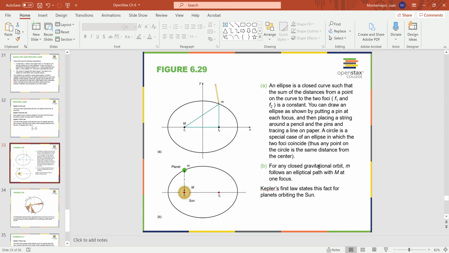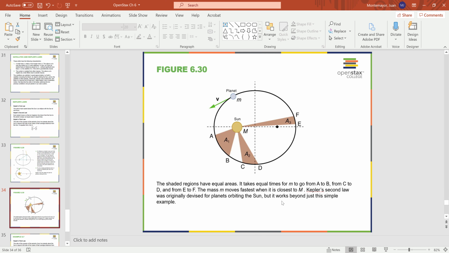For any closed gravitational orbit, little m follows an elliptical path with big M at one focus. So, like I said, sun, and we're just going to say any planet here. Kepler's first law states this fact for the planets orbiting each sun.